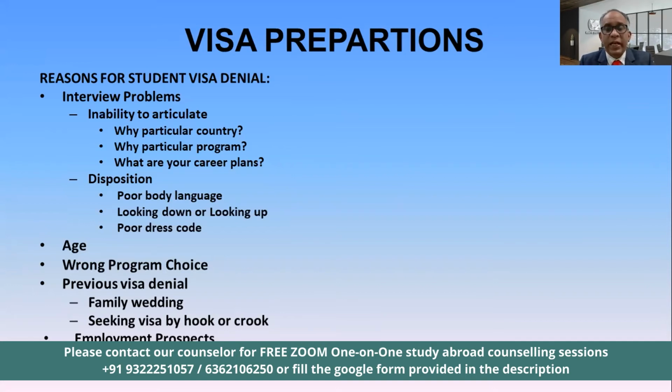Then your previous visa denials. Say you had gone for a family wedding to the US, so it automatically shows that you have a tie in the US. Or you are seeking a visa by hook or crook. You have applied for a B1, B2 visa, got rejected, then you come to apply for a student visa immediately. The visa officer finds the desperation in you to get into the US. I'm just using the US here because it becomes easy to explain from one country's point of view, but this is applicable to any country. So seeking a visa by hook or crook can also affect your chance of getting a visa.